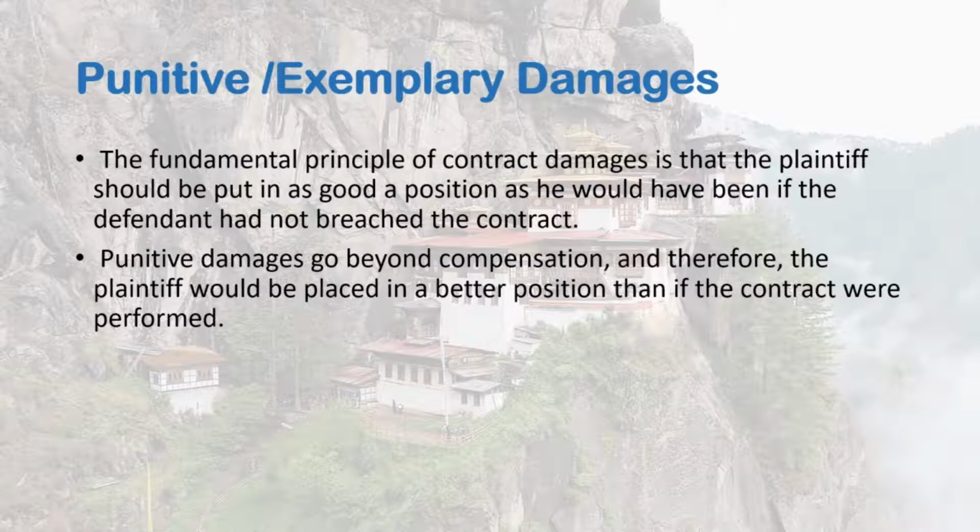defendant. But punitive damage goes beyond this, and it puts the plaintiff in a better position than if the contract had been performed. So basically the goal of contract damages is to provide relief and not punish. But punitive damages are for the purpose of punishing and deterring the defendant and go beyond compensation. Therefore such awards are not available for mere breach of contract. So this is the last resort. These are the exceptional cases. That is why it is also known as exemplary damages.